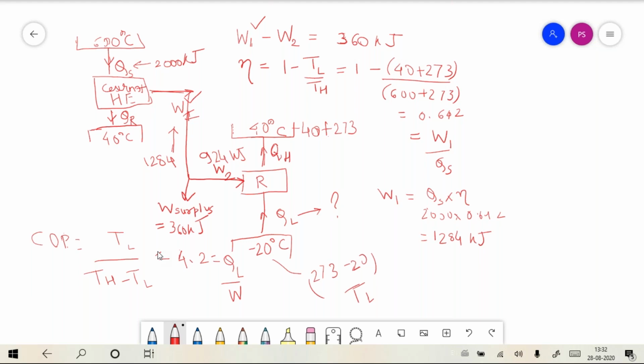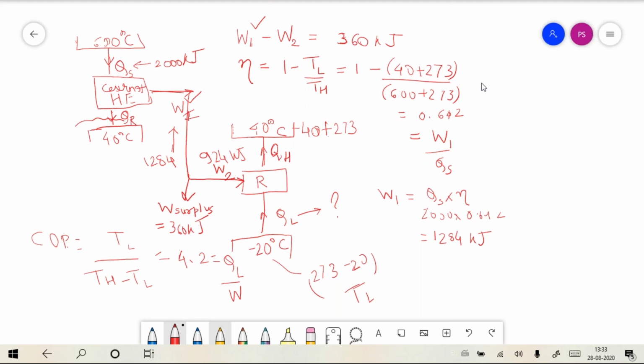Now I want you to calculate, and this is more interesting, the heat which is rejected. Now look at this problem. This reservoir is a single reservoir. Just let me use some other pen.